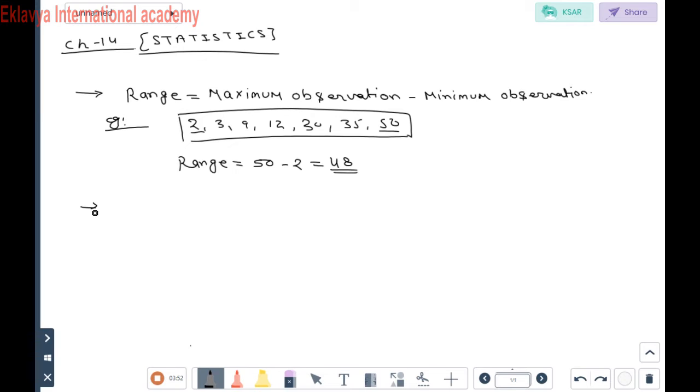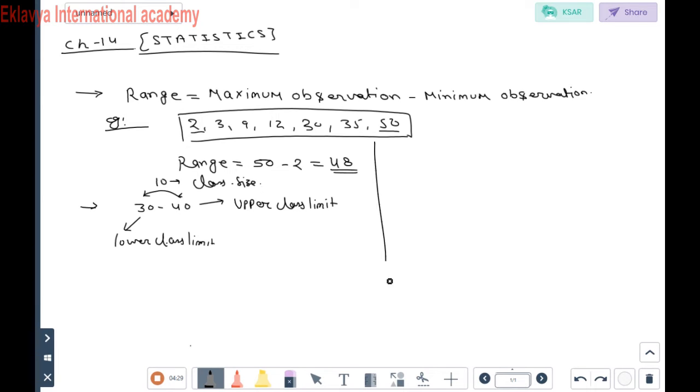After that we will discuss the concept of class interval. Suppose given to you 30 to 40. So in 30 to 40, 30 is known as the lower class limit, and 40 is known as the upper class limit. And the difference, 10, is known as the class size. That is the concept of the class.